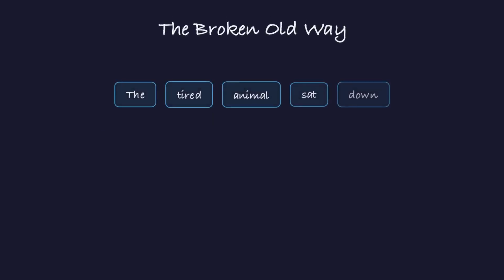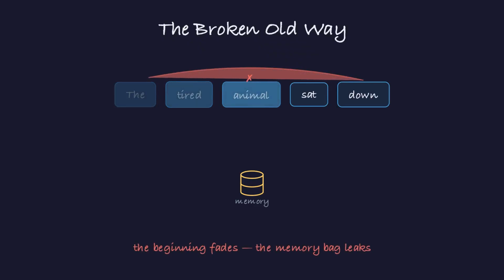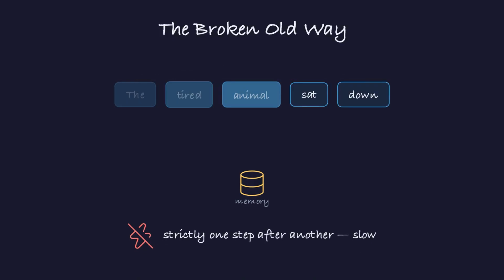Before attention, models read like this, one word at a time, left to right, cramming everything they'd seen so far into a single running memory. And that had a fatal flaw. By the end of a long sentence, the beginning had basically faded away. The memory bag leaked. Connect a word to something 20 words back? Forget it. It was also painfully slow, strictly one step after another, no skipping ahead.